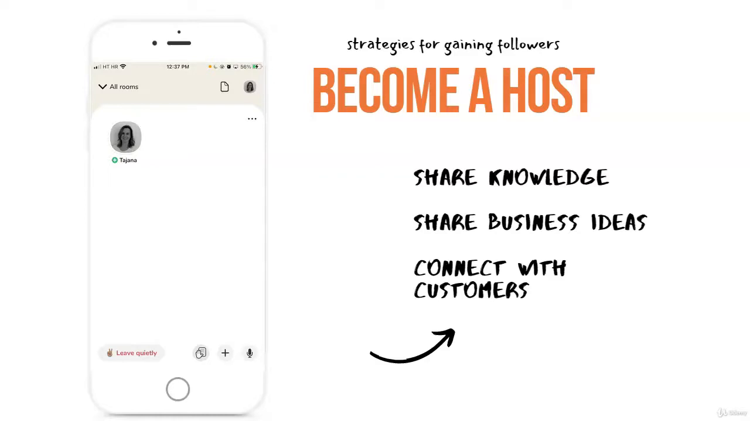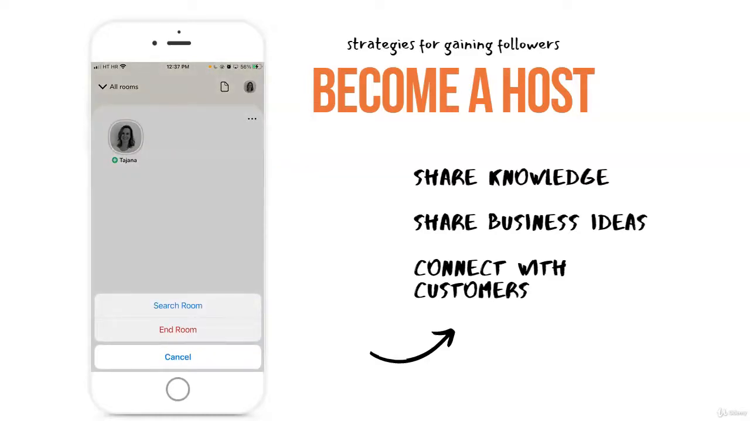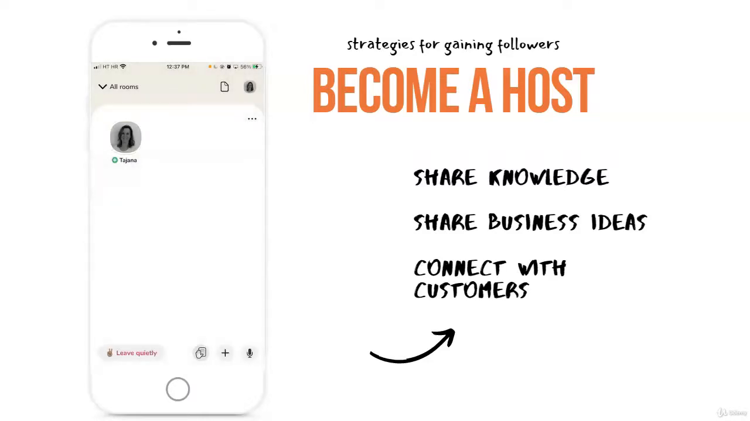At the top right, you see 3 dots. If you click on it, you will see that you can either search your room or end your room. But we will not do this for now. We just click Cancel. At the bottom right, you see a microphone, and if you click on it, then you can mute yourself. So if you have more speakers, and you're currently not speaking, then you would mute yourself.